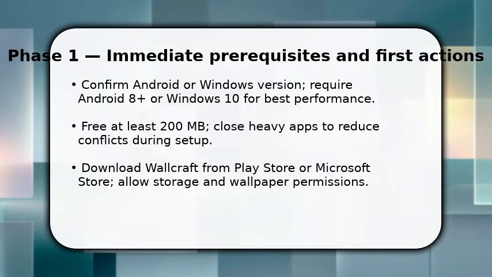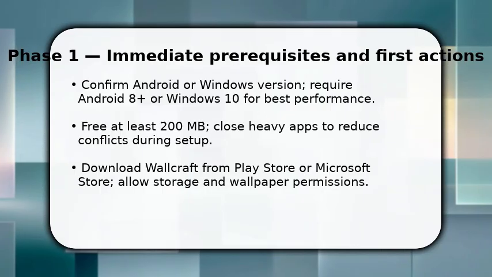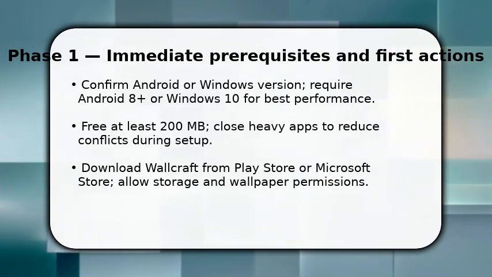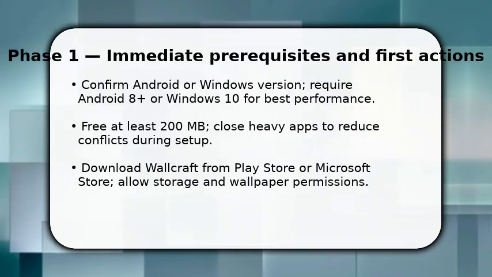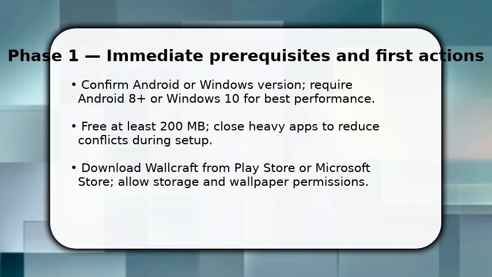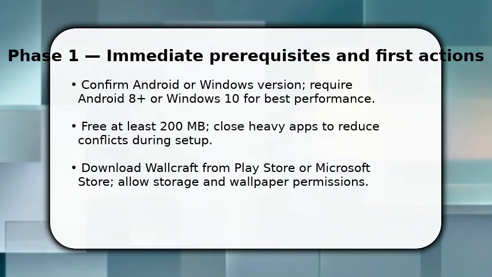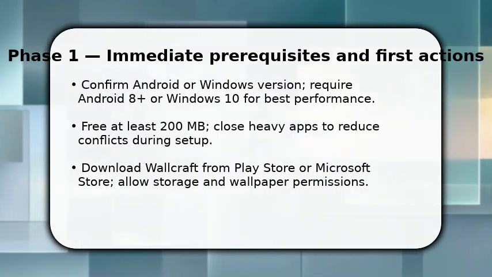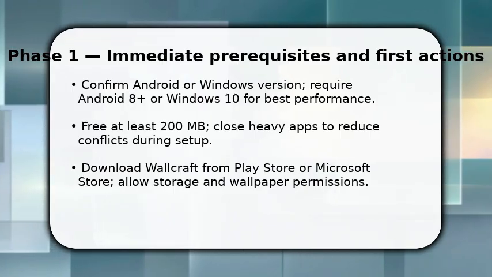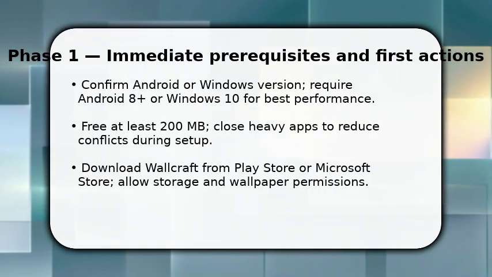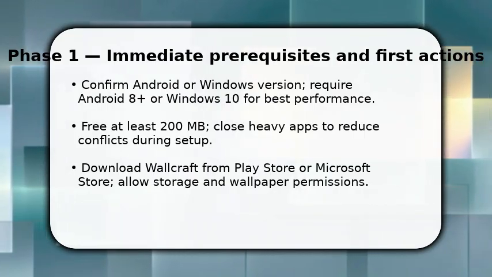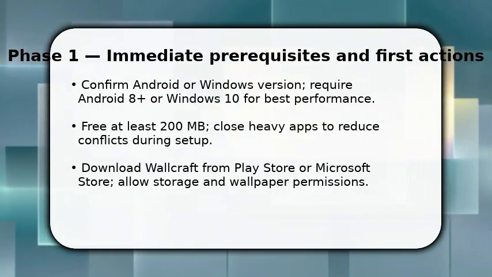You start by preparing the device. Make sure your Android 8 Plus or Windows 10 system is updated, and free at least 200 MB of space so the app installs cleanly. Once done, download Wallcraft from the official store and grant storage and wallpaper permissions. This lets the app save and apply files. Make sure battery optimization is off for Wallcraft, otherwise live wallpapers may pause.